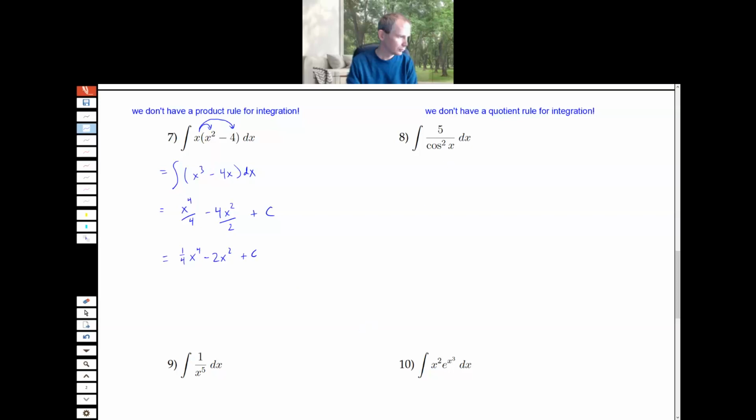I need to rewrite this so that there's no quotient. There's nothing I can distribute to get rid of a quotient. But I know that 1 over cosine x is secant x. So 1 over cosine squared x would be secant squared x. So I can rewrite this as the integral of 5 secant squared x dx.